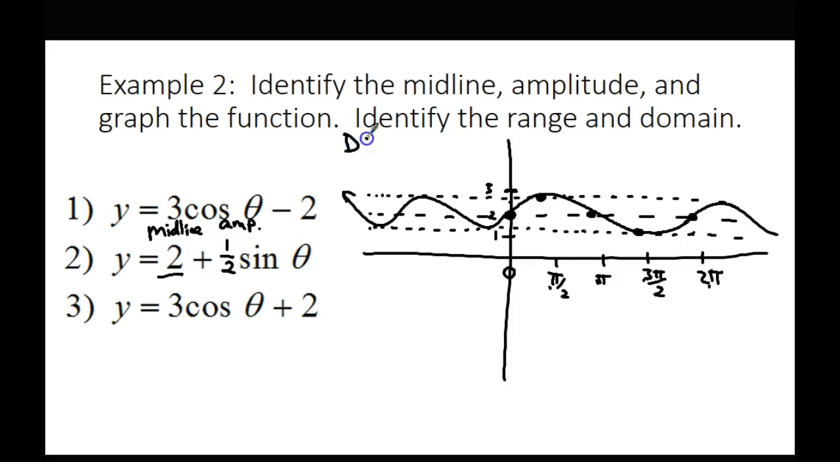All right, domain. Range. What's the lowest value? 1.5. And what's the highest value? 2.5. So it just bounces back and forth between 1.5 and 2.5. Now, like I said, sine and cosine usually stay between 1 and -1, right? But the amplitude changed it.